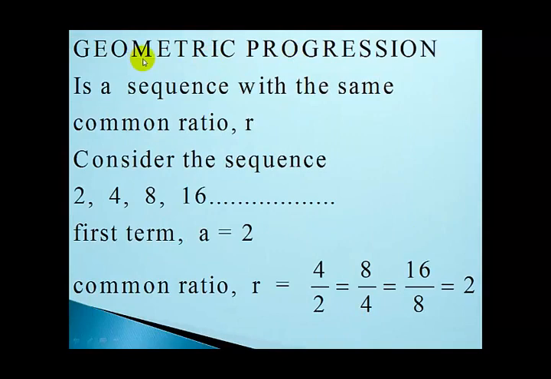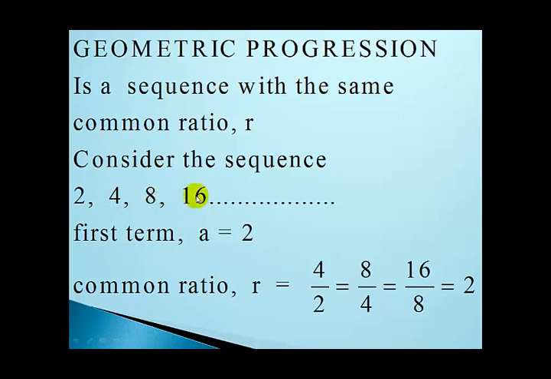Now we look at the geometric progression. Geometric progression, or the GP, also known as the exponential sequence, is a sequence with the same common ratio, R. Now when we consider the sequence 2, 4, 8, 16, the first term is 2. The difference between the first term and the second term is 2. The difference between the second term and the third term is 4. The difference between the third term and the fourth term is 8.